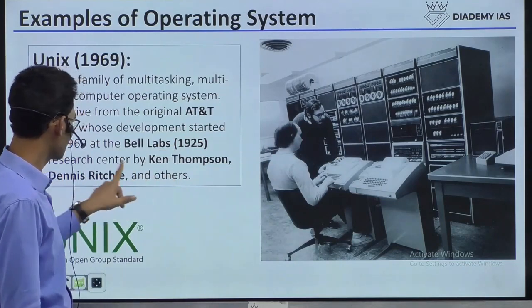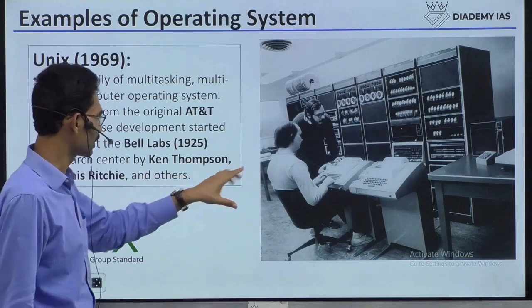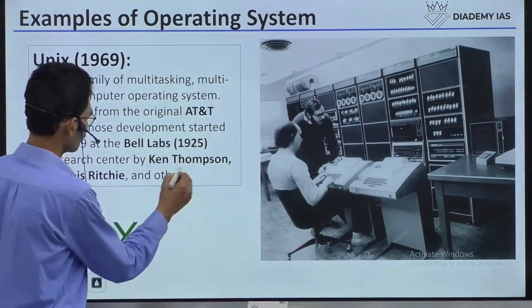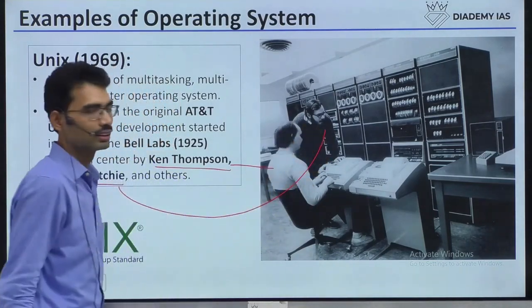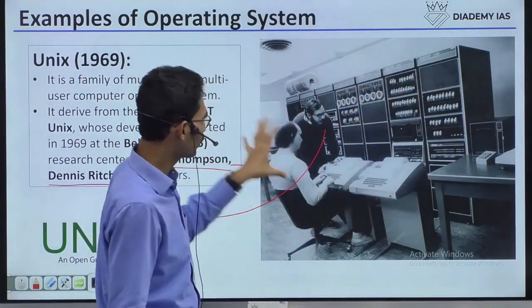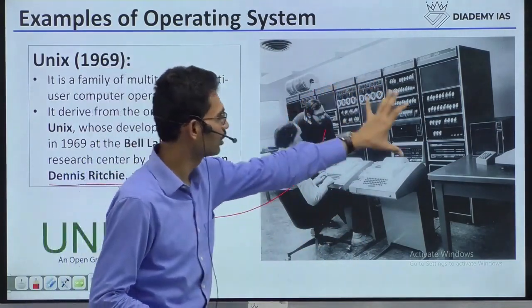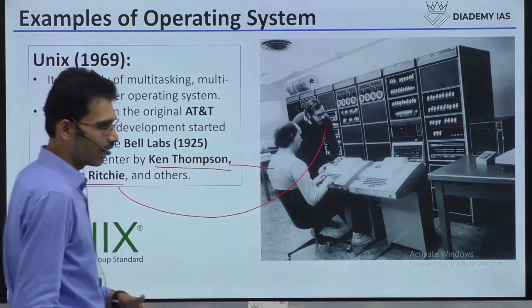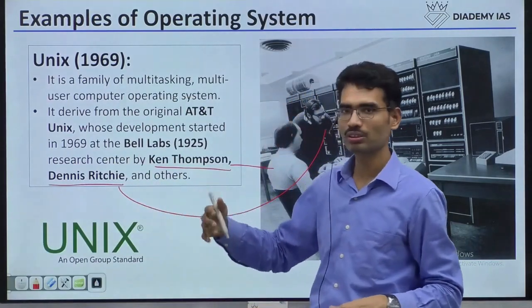AT&T has an affinity with Bell Labs. They started a research center with these two people, Dennis Ritchie and Ken Thompson. The person who is sitting is Ken Thompson, and the other is Dennis Ritchie. This is how the computer looked in the initial phases, and the Unix operating system they were working on. Now you can have some idea of the initial stages. This was in 1969, and later it became open source.